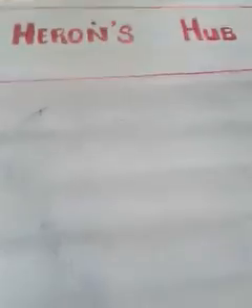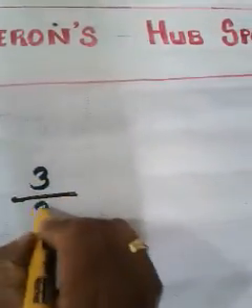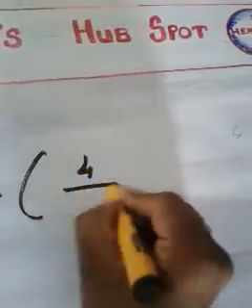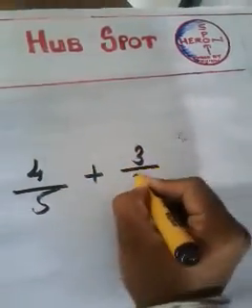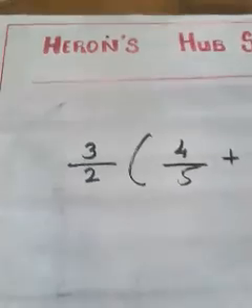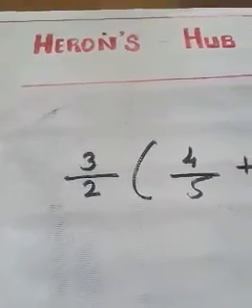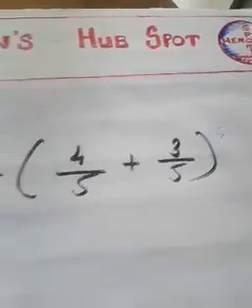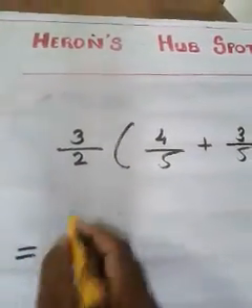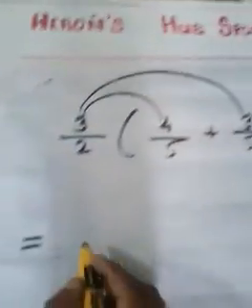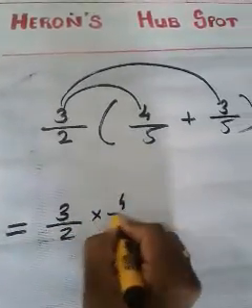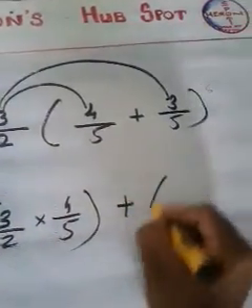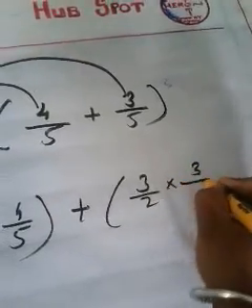So you may have understood it well, and I'm going to give you two more questions for better understanding and clarification. Suppose the question is: find 3/2 into 4/5 plus 3/5 by using distributivity. How can we calculate it? We can do it this way, isn't it? 3/2 into 4/5, keep in a bracket, plus 3/2 into 3/5.